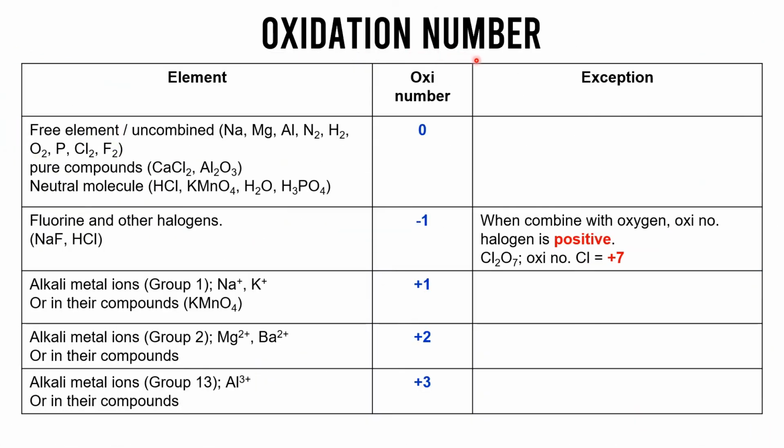Oxidation number or oxidation states. Students could identify whether the reaction is oxidation or reduction based on the changes in its oxidation number. So here are the rules for assigning oxidation numbers. So first one, in the form of free element or uncombined, such as Na, magnesium, aluminium, nitrogen gas, hydrogen gas, their oxidation number is 0.